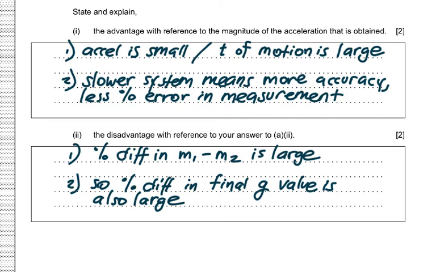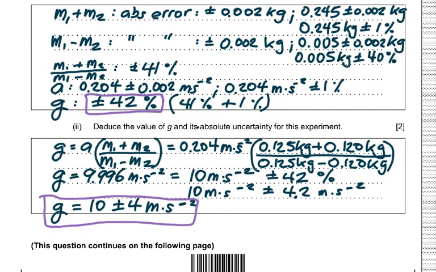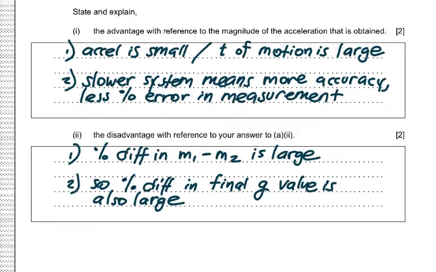We saw that earlier with our percent difference on G, that our M1 plus M2 was 1%, sweet, but M1 minus M2 was 40%, wah wah. And so when you throw them together, that 1% plus 40% gives us a percent difference in G of 42%. You can see that in the absolute error that G, based on this experiment, has a value of 10 plus or minus 4. Which is kind of broad.